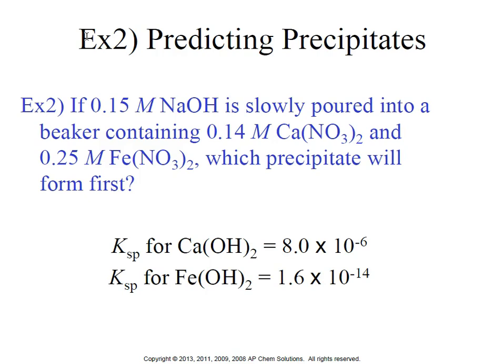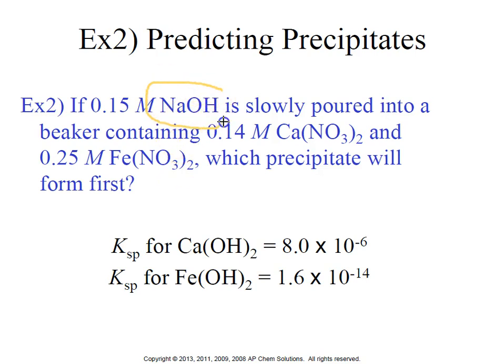Alright, in this problem, we have an ionic compound, sodium hydroxide, that is going to be poured into a beaker that has 2 soluble salts. And when this is poured in, there are 2 precipitates that could form. The question is, which one will form first? Okay, so let's think about what we've got here.